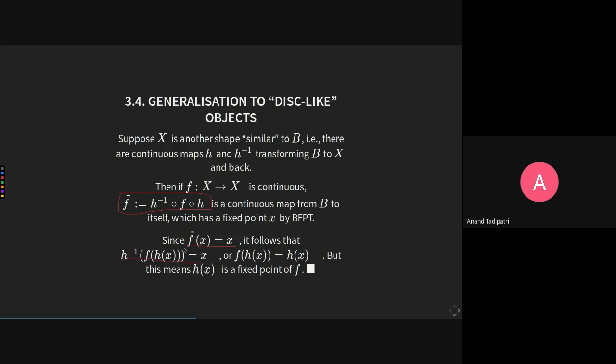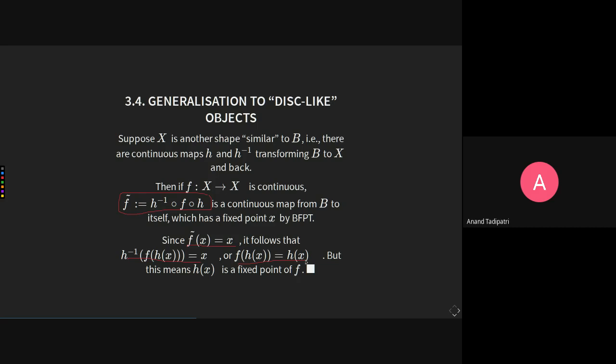But h is invertible, so this is the same as saying that f of h of x is the same as h of x. But if you go back and look at the definition of fixed point, this is essentially saying that h of x is a fixed point of f.